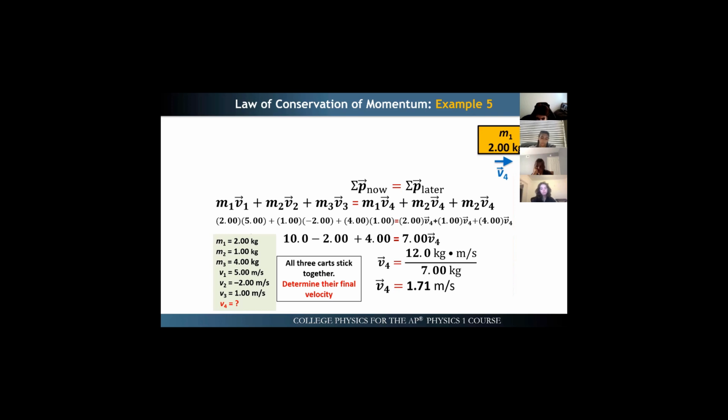So the equations will not change at all when they don't stick together. The only difference is instead of all of these having V4, they would each have their own velocity. And so you either have to be able to measure them or know the energy. You have to know a little bit more information to solve those kind of problems. But we'll focus on doing that on Wednesday.